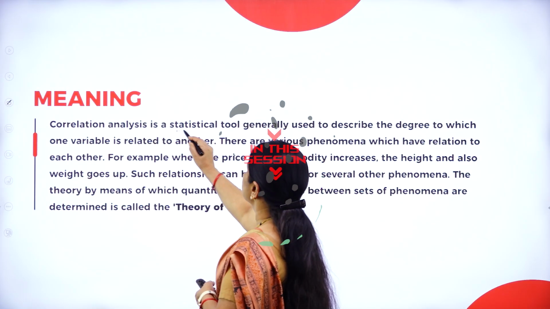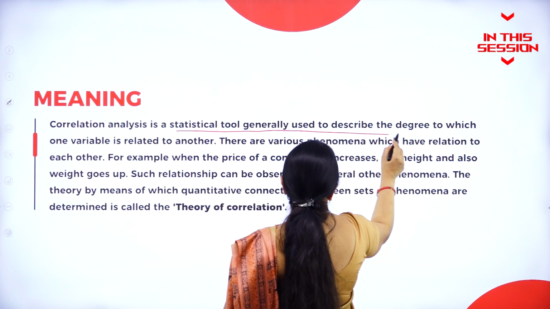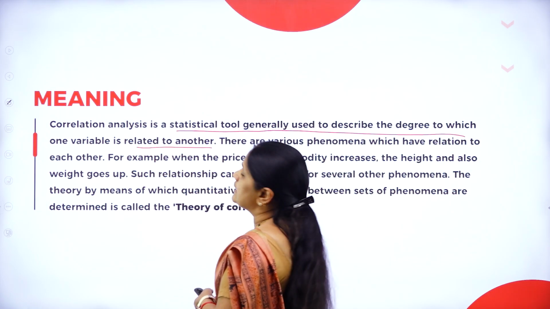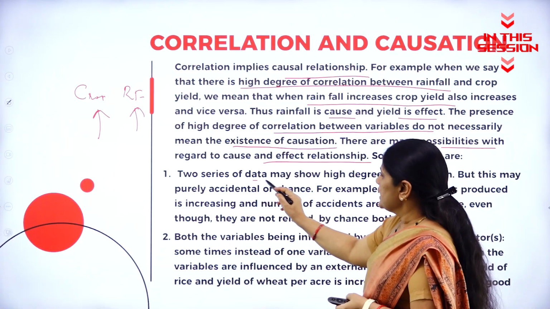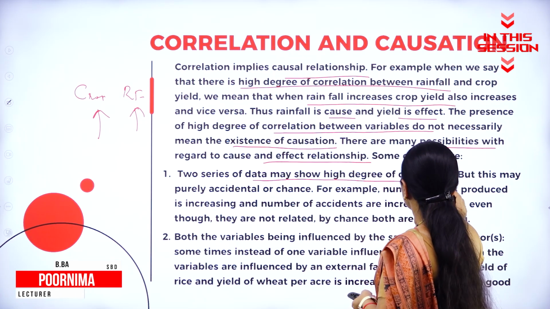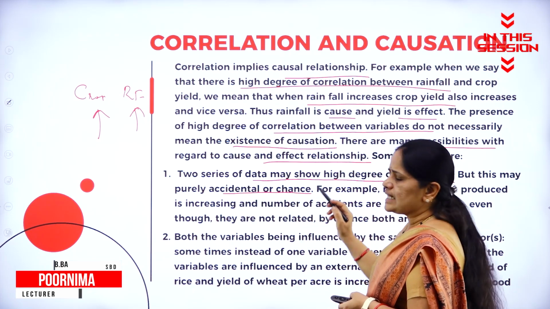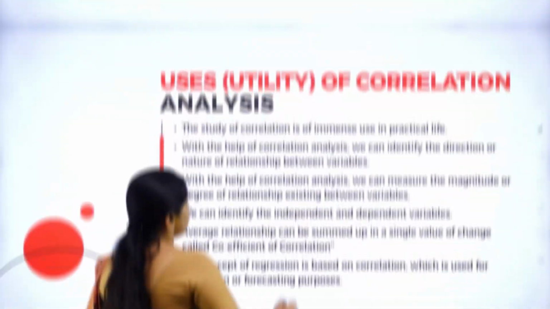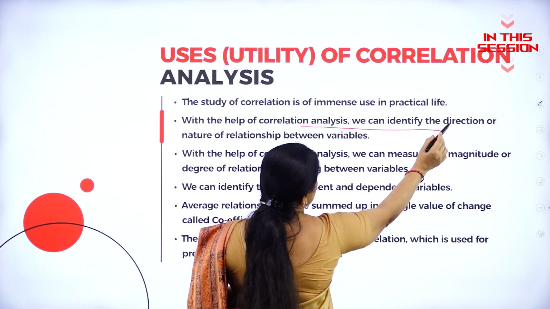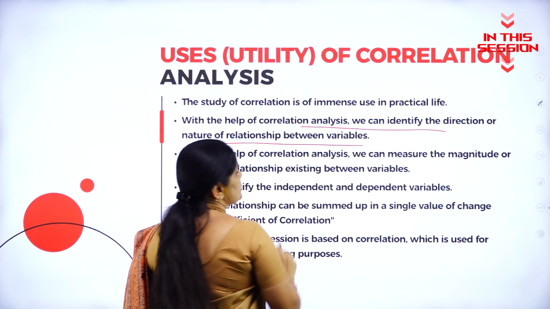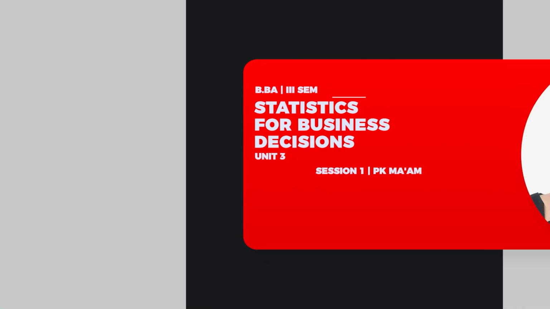Correlation analysis is a statistical tool generally used to describe the degree to which one variable is related to another. Two series of data may show high degree of correlation, but this may be purely accidental or through chance. With the help of correlation analysis, we can identify the direction or nature of relationship between the variables.